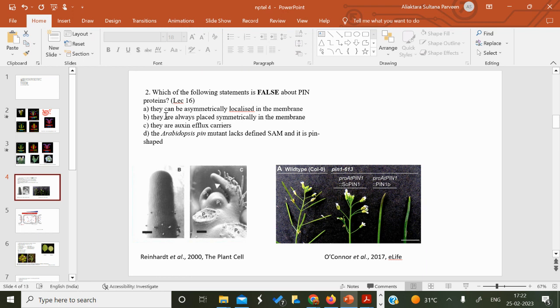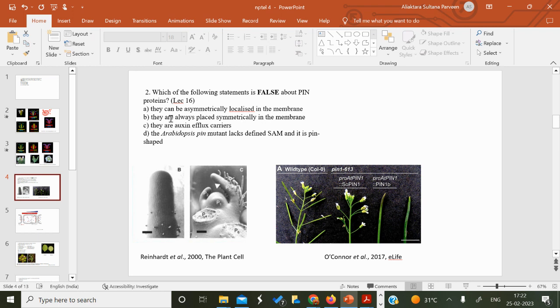Option A: they can be asymmetrically localized in the membrane. Yes, we just saw that they can be asymmetrical, which means it is more on one side. Symmetry means both sides are the same. But here we saw that on the right side more PINs are getting localized compared to the left side. So it is asymmetrically localized, that is correct.